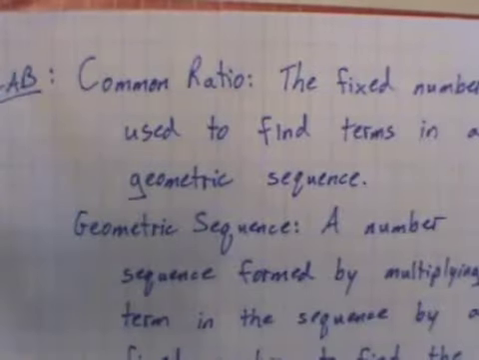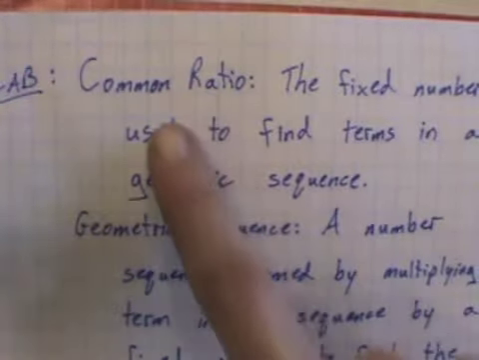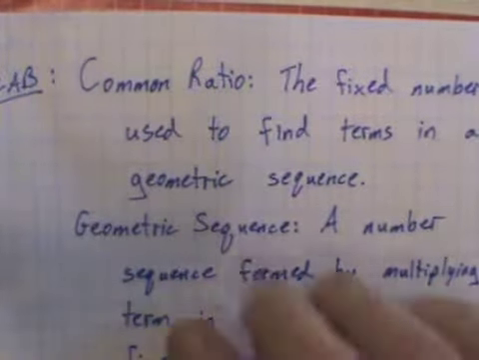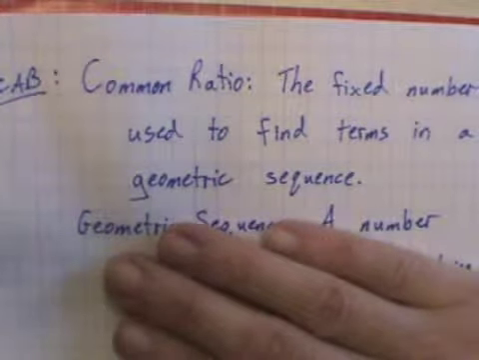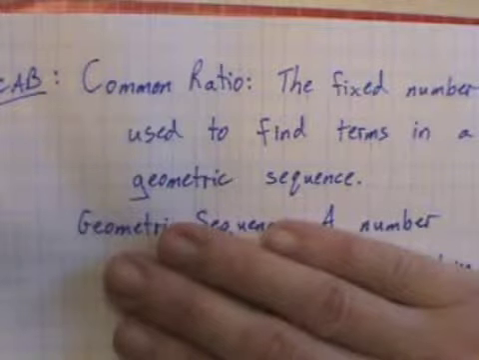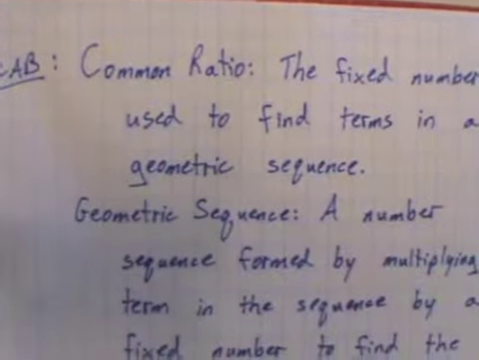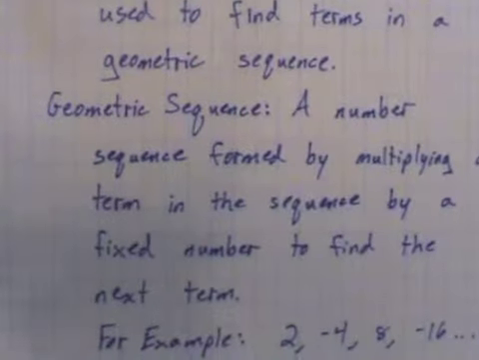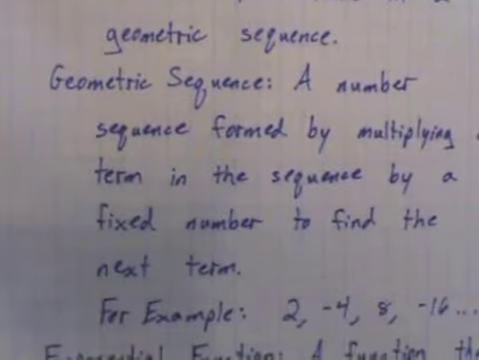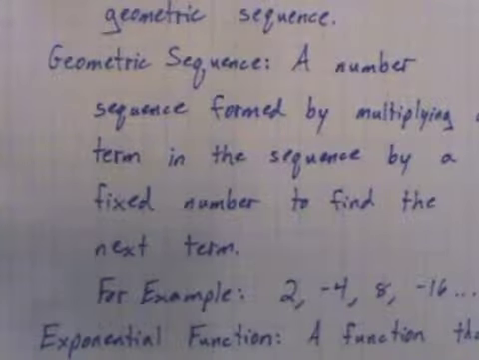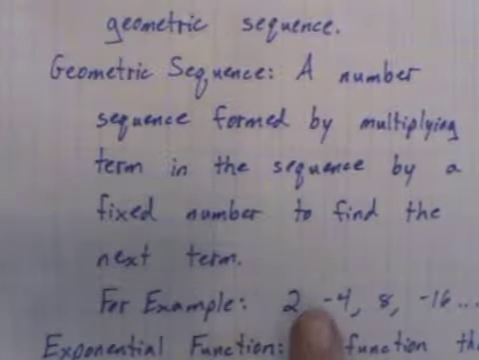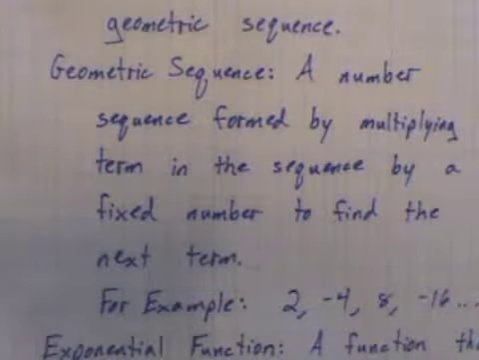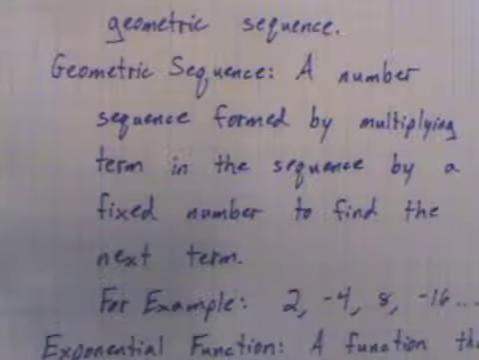Let's get a little bit of vocabulary written down. Please write down everything for common ratio, the fixed number used to find terms in a geometric sequence. All right, geometric sequence, I don't know that you need to write down this whole thing. It's rather long. Geometric sequence is a number sequence formed by multiplying a term in the sequence by a fixed number to find the next term. I would be happy if you gave me an example of a geometric sequence and gave me the common ratio so I knew that you knew what you were talking about.